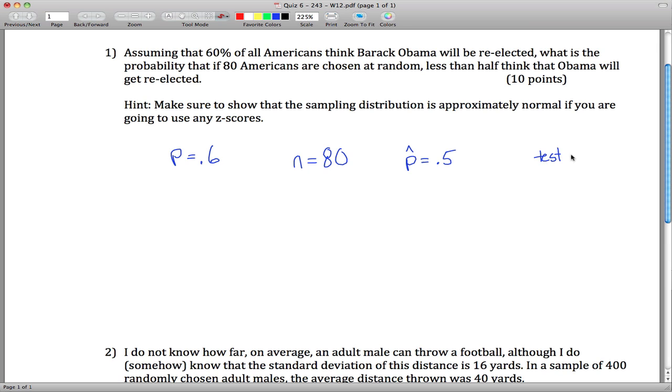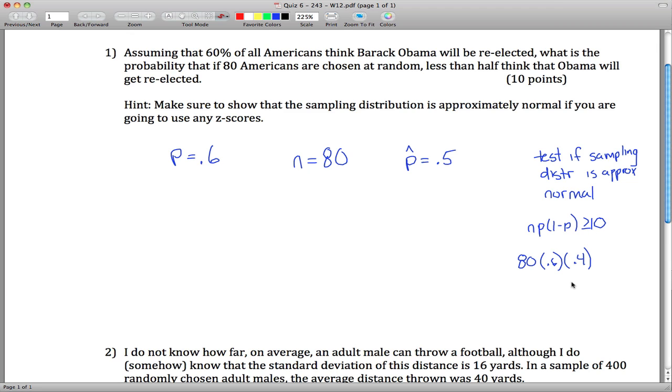Test if sampling distribution is approximately normal. The test for that is if n times p times 1 minus p is greater than or equal to 10. n is 80 in this case, p is 0.6, 1 minus p is 0.4. That's greater than or equal to 10.